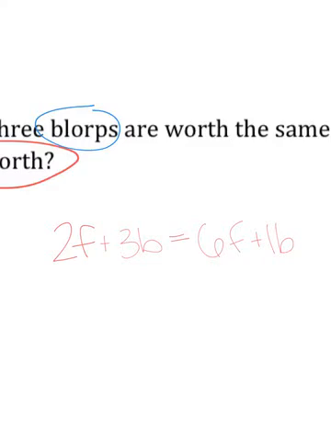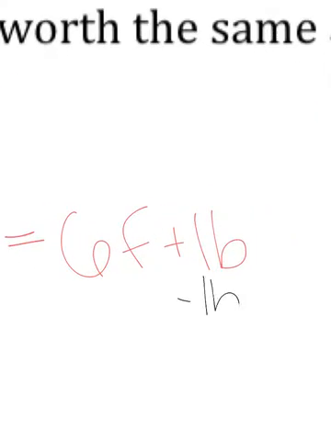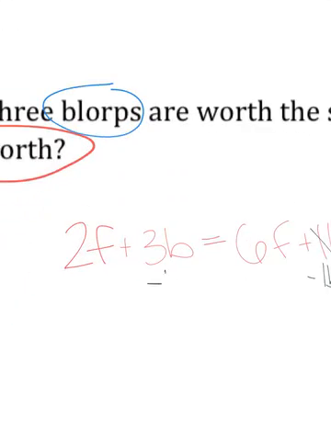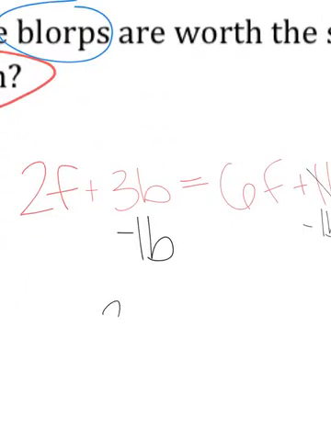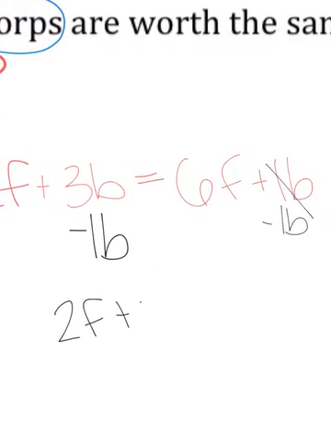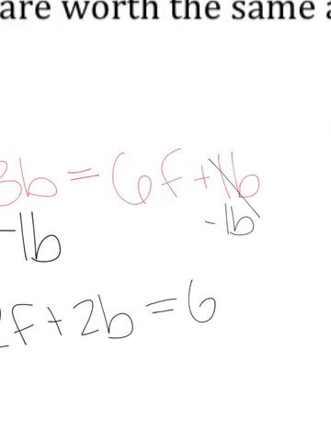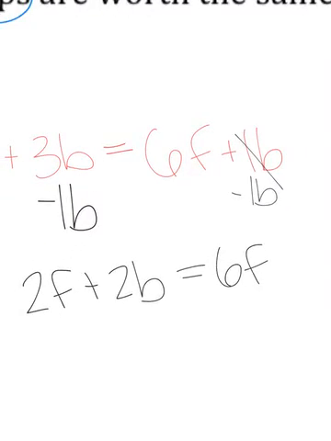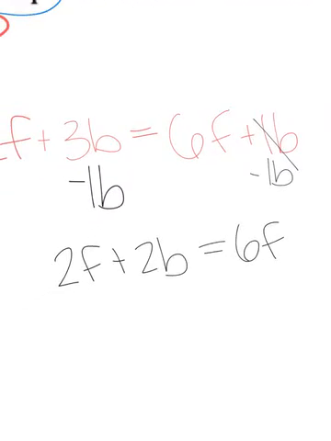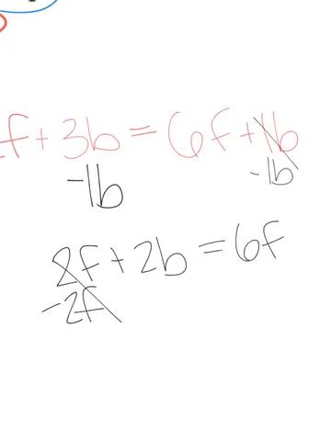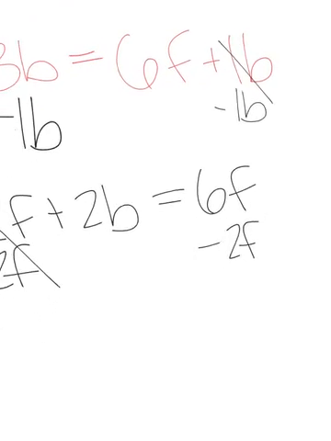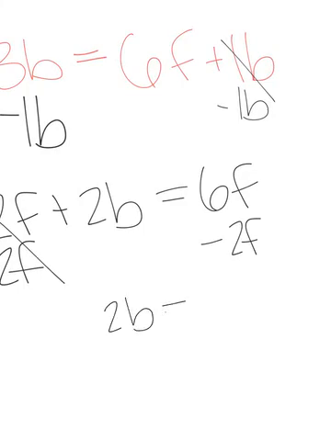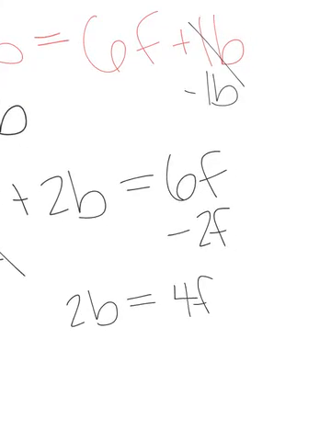Now, we just have to solve the equation. In other words, we have to get all of the B's, blorps, to one side, and all of the F's, fleeps, to one side. To do this, I will first subtract 1B from both sides of the equation. That leaves me with 2F plus 2B is equal to 6F. My next step is to subtract 2F from both of the sides. That leaves me with 2B is equal to 4F.